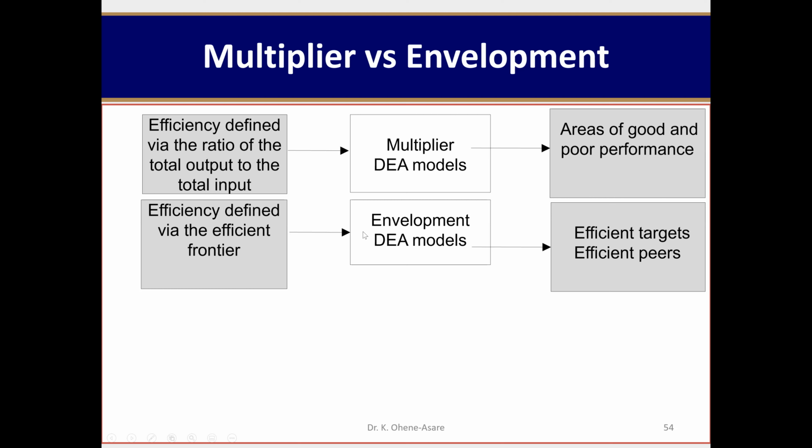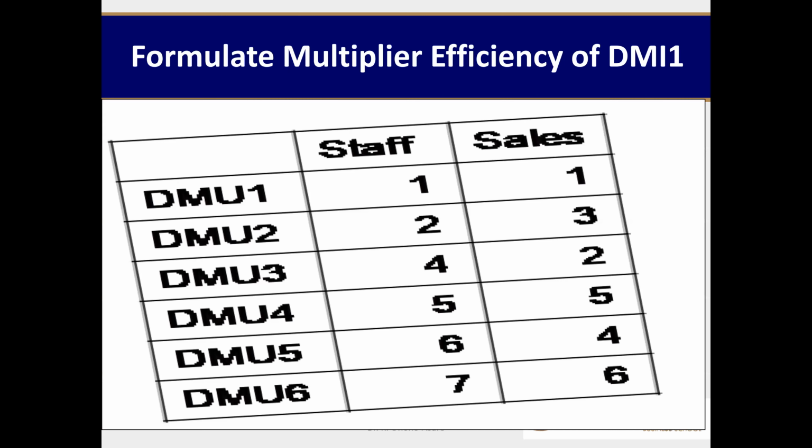Now, the envelopment model, which is commonly used in the literature, you define using the boundary of the production possibilities of efficiency. I also said that the multiplier model is for weight restrictions and trade-offs. For the envelopment model, you must have a convex envelopment, and you measure everybody relative to the boundary of the technology set. It's useful when you want to identify the targets and the peers, and we shall do that today. The targets and the peers.